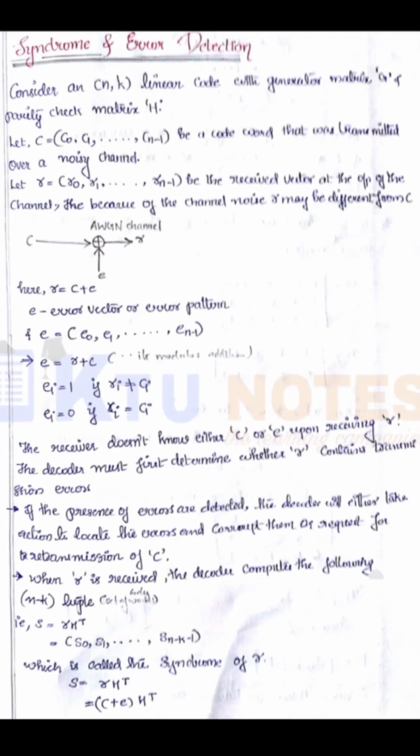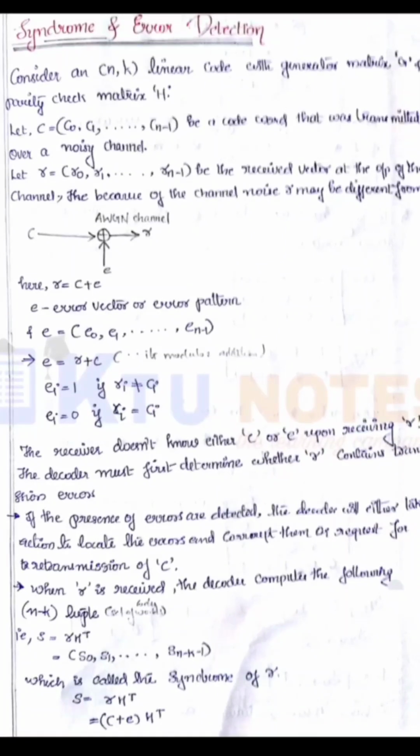Syndrome calculation and error detection happen on the receiver side. After receiving R, the received vector, by transmitting code word C, some error will occur in C. So the received R will be a derived version of C, that is, C plus error. By calculating the error, we can find which code word was transmitted. The method for finding the error is the syndrome.